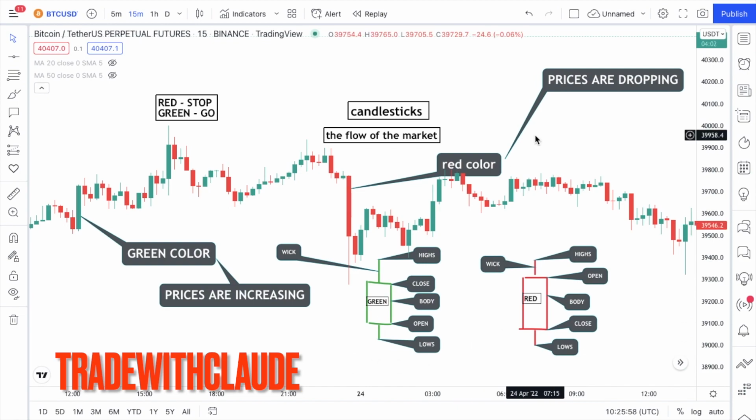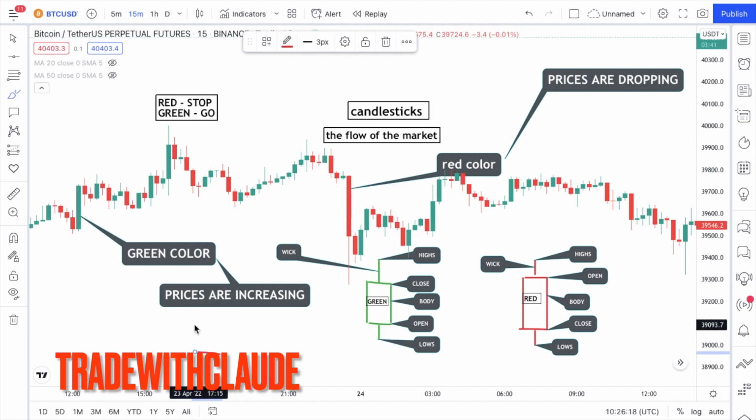Looking at this chart, you will see that I have labeled this candle. You see that the green candle has the close above and the open below. The red candle has the open above and the close below. Let's be logical about this. Let's say the price of a candle opened at this level and now closed at this level. What does it mean?